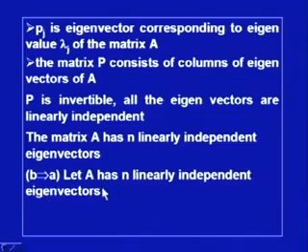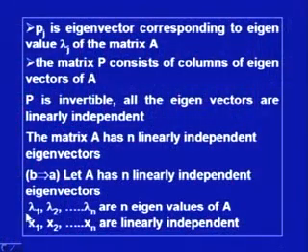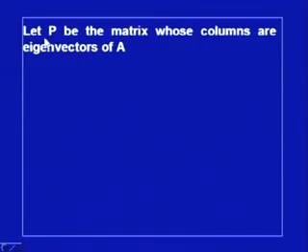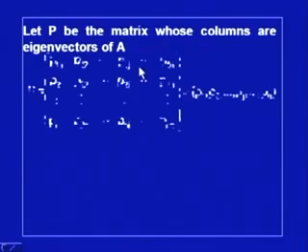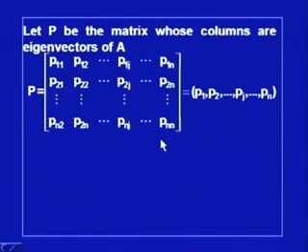Now, for the converse: if it has n linearly independent eigenvectors, then it is diagonalizable. So, let us prove the reverse part of the theorem. Let A have n linearly independent eigenvectors. This means if lambda 1, lambda 2, lambda n are the n eigenvalues of A, then the eigenvectors x1, x2, xn are linearly independent. That has been given to us. And let P be the matrix whose columns are eigenvectors of A. Let us form the matrix P with eigenvectors, and they are linearly independent. So, this is the first column p1, then the second column p2, and so on.